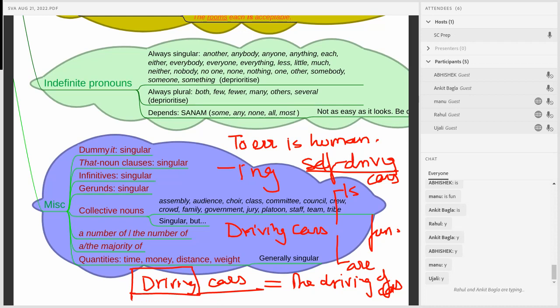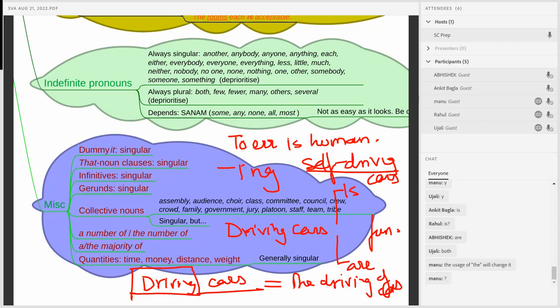Feel free to unmute yourselves in case this is not just a simple yes or no for you, or you feel both are okay. Okay, Ankit is saying is, Rahul is saying is with a question mark. Okay, Abhishek is saying are. Fair enough. Ujali is saying both sound okay.